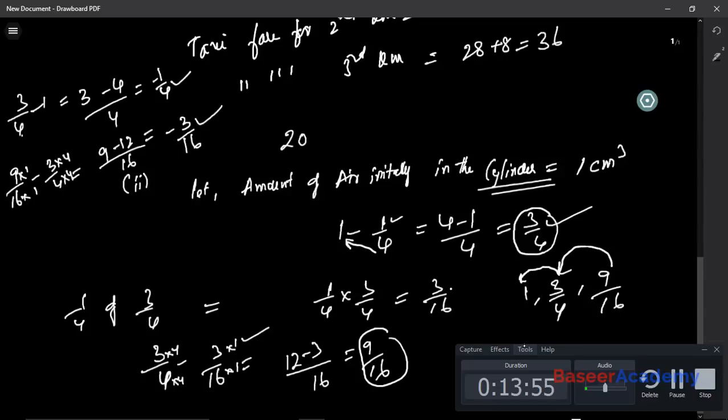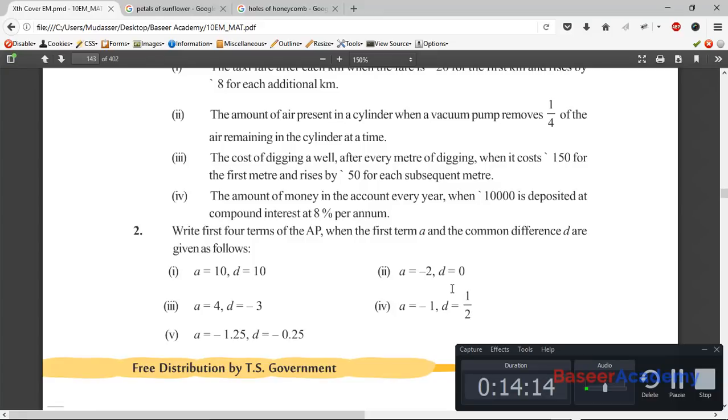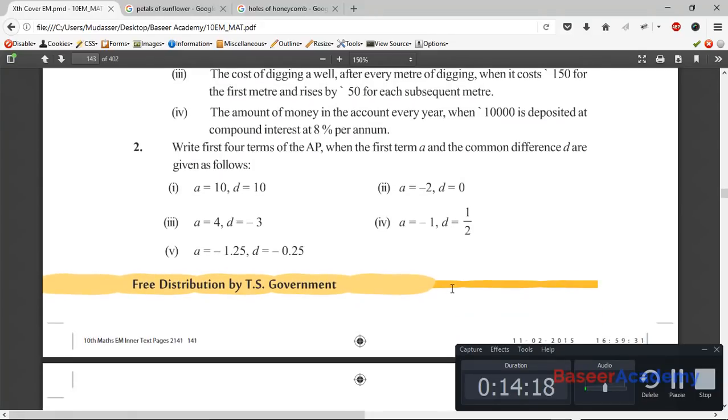No. The difference between 3/4 and 1 is minus 1/4, and the difference between 9/16 and 3/4 is minus 3/16. So the difference is not same, which means this is not an arithmetic progression. The third bit and the fourth bit, I believe you can do it on your own. It's same like the first and the second bit.